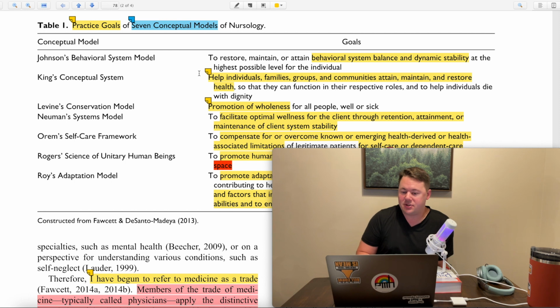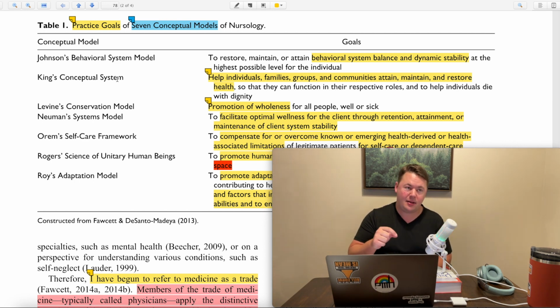But behavioral systems are usually represented by psychological science. Under King's conceptual system, quote, help individuals, families, groups, and communities attain, maintain, and restore health. Even if you ignore families, groups, communities, although, public health in medicine, like preventive medicine, communities fit that bill. Families, there's a whole family medicine domain of medical care, but ignoring all that, let's say just individuals and attain, maintain, and restore health so they can function and so on, right? How that's not medical is beyond me.